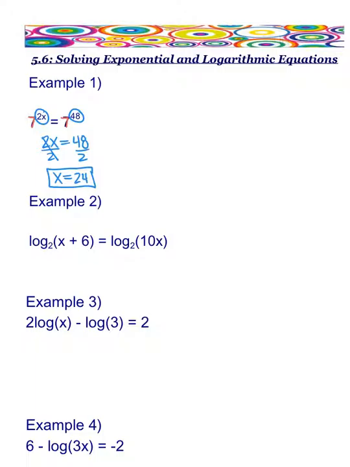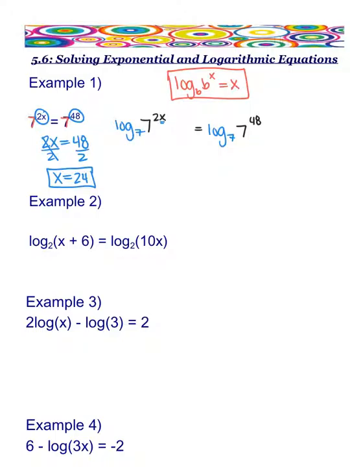Another way to take a look at this problem is if you have 7 raised to the 2x equals 7 raised to the 48. I don't know why I left so much space there. You could say, well, what I need to do is pull that x out of an exponent. So in order to do that, I need to take a logarithm. I'm going to choose to take a log base 7 of both sides and use my property that says log base b of b raised to the x is equal to x.